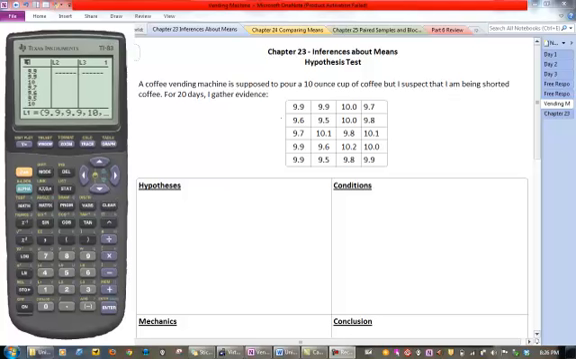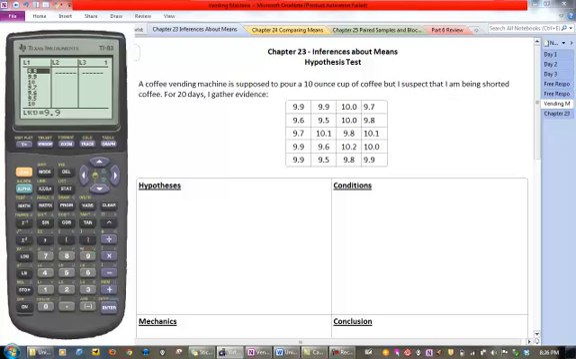So in this imagined world, we have a coffee vending machine that is supposed to pour a 10-ounce cup of coffee. But after trying a few cups of coffee, I suspect that I'm being shorted. So for 20 days, I gather evidence. You can see the data that I've gathered below. Why don't you pause the video for a minute while you enter the data into your calculator. You can enter the data by going to your calculator and pressing Stat, Edit, and then in L1, why don't you enter in the data?